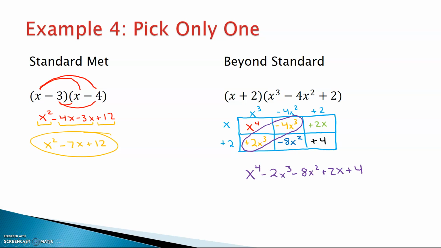All right, so for standard math, guys, you should have gotten x squared minus 7x plus 12 again. x times x gave me x to the second power. x times negative 4 is negative 4x. Negative 3 times x is negative 3x. And then negative 3 times a negative 4 gives us a positive 12. And I combined these two in the middle. Negative 4x and negative 3x give us negative 7x.